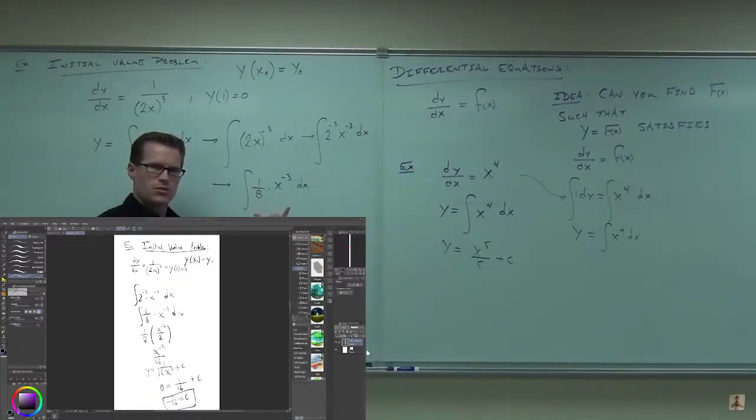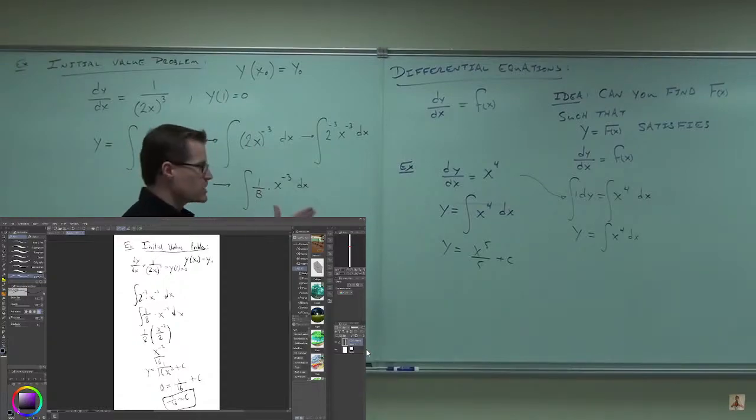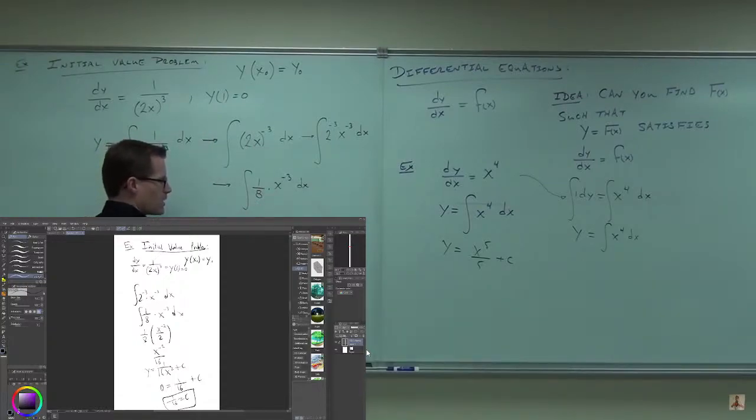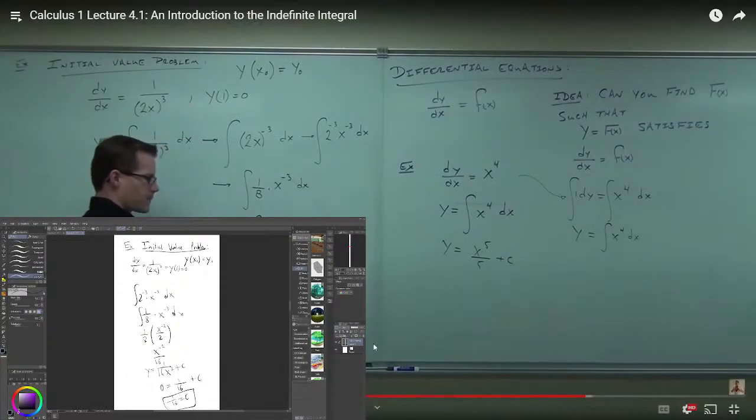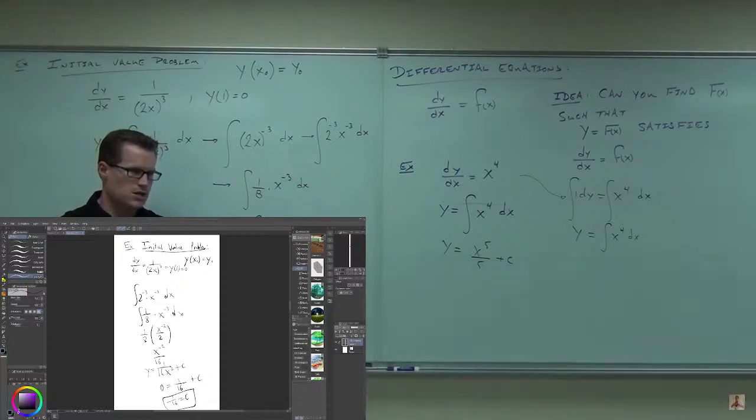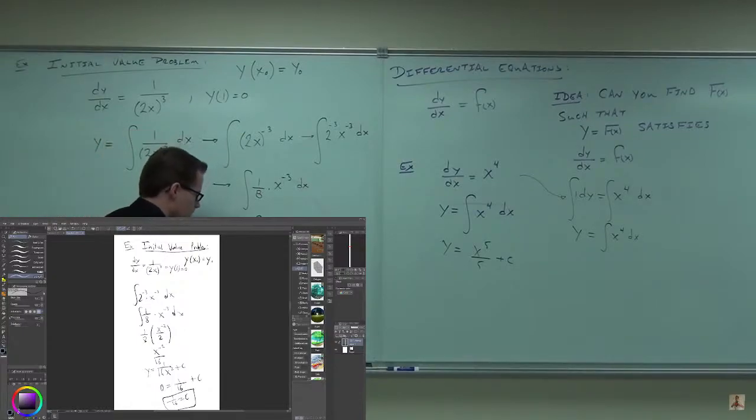What can you do with the 1/8? Probably a good idea to do, right? We don't want to mess around with fractions too much because we create more fractions. It's easier if I write this as 1/8 x to the negative 3 dx. What is the integral of x to the negative 3 dx? Can you tell me? X to the negative 2. Negative 2, good.